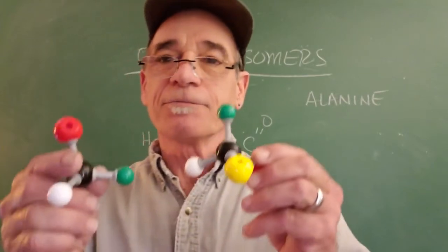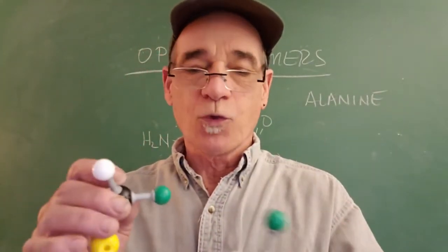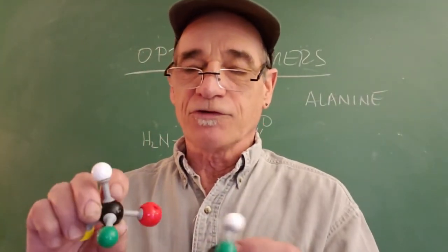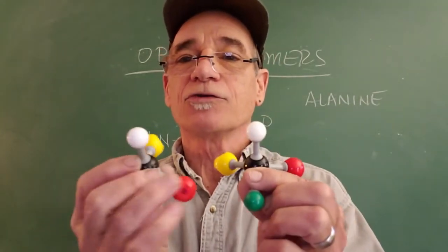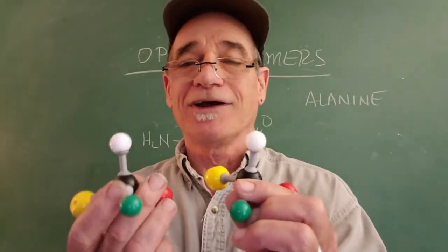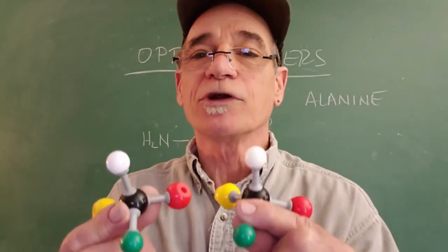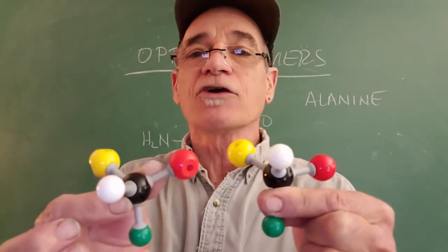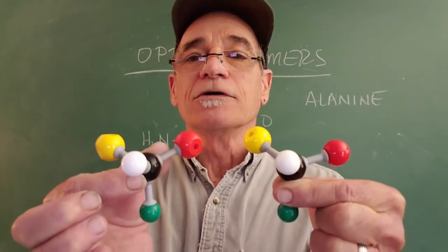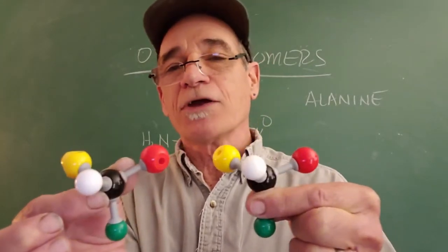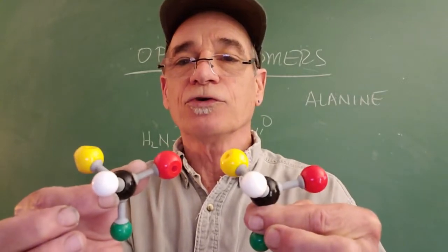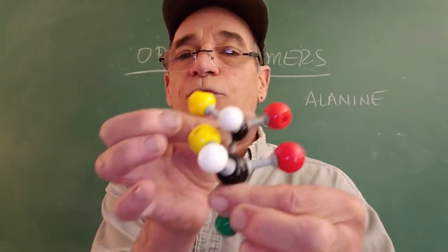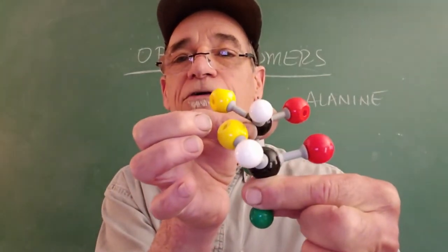Oh, drop my chalk there. And let's see, let's put the white ones up, green ones in front. All right, now if you look at these 2 molecules, white up, green in front, these are identical molecules. Notice that the yellow is to my right, the red is to my left, the green is down, the white is toward you. Those are identical. They're superimposable upon one another.